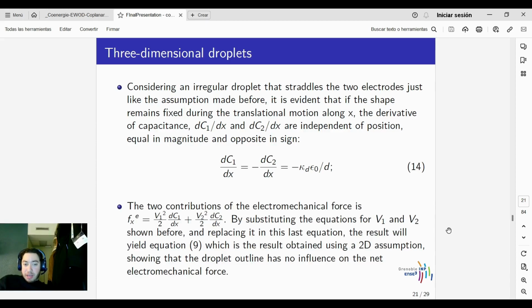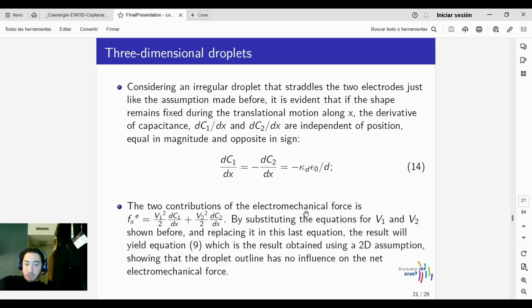So we can define the two contributions of the electromechanical force as we have defined it before, as the contribution of the first part and the second part of the drop. The first one is in contact with the first electrode at the left, and the second one as the electrical force that is in contact with the second electrode.